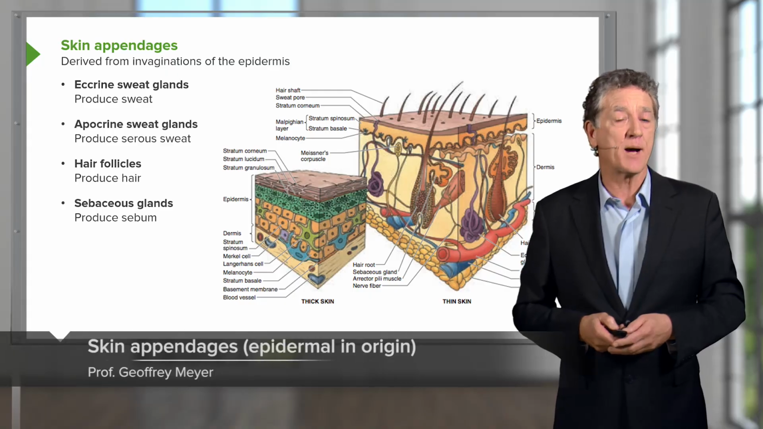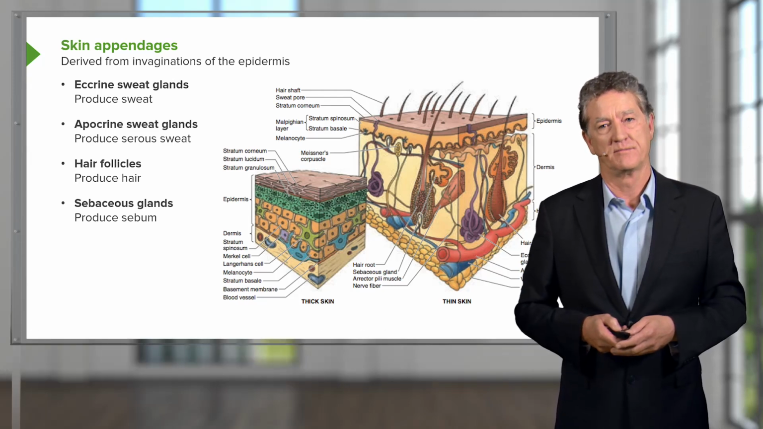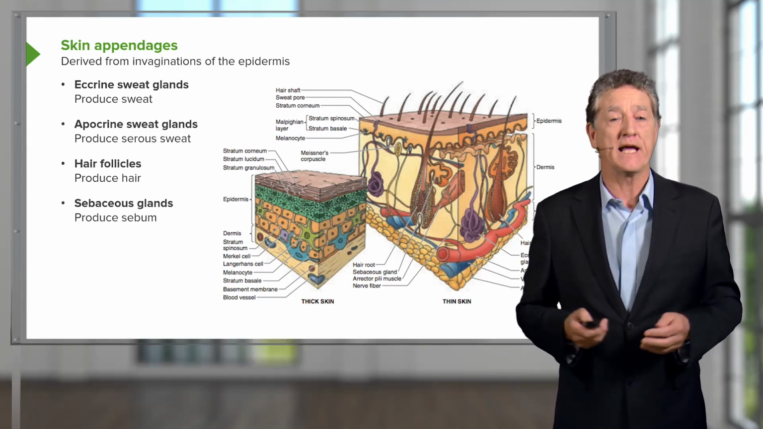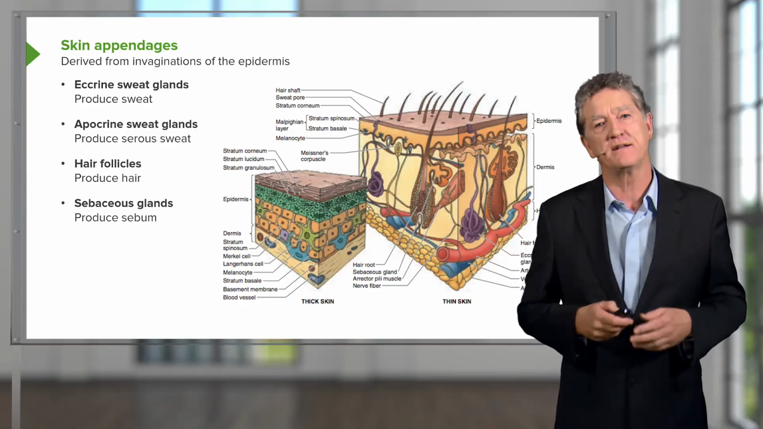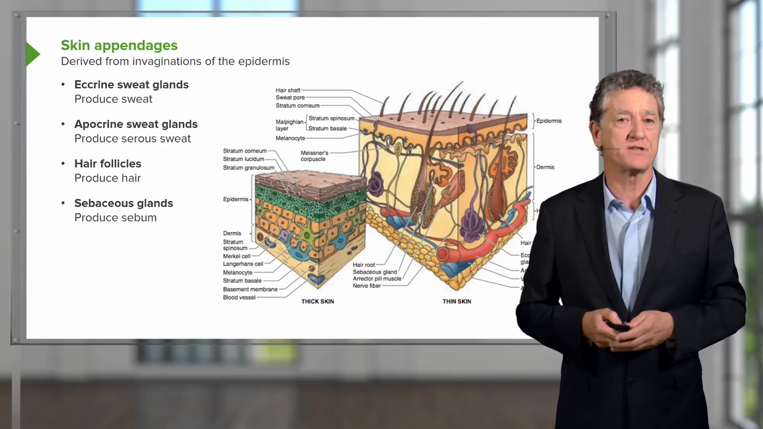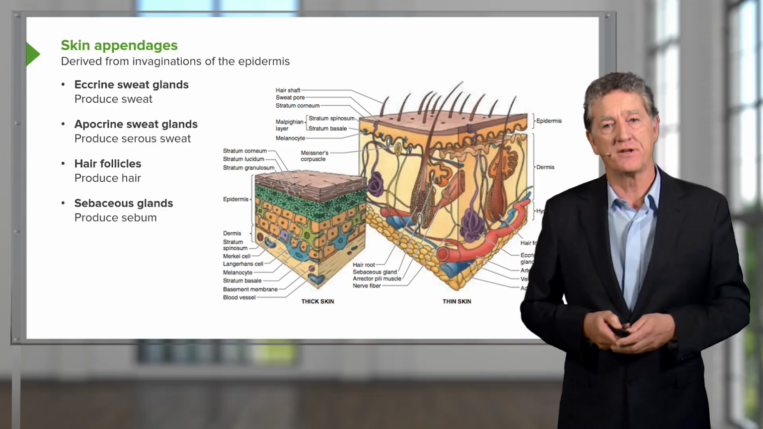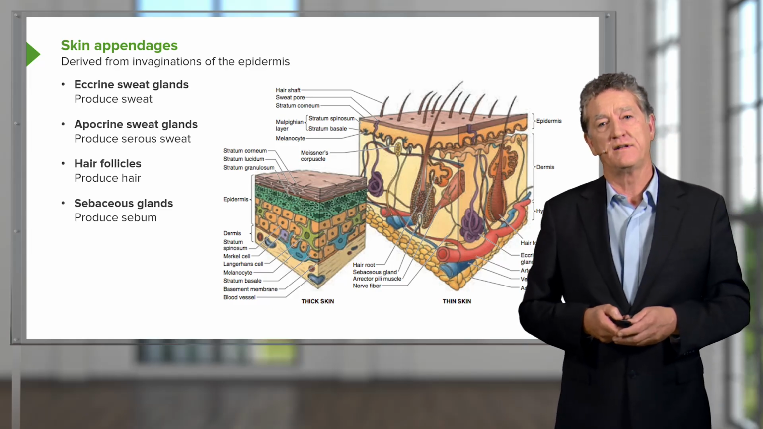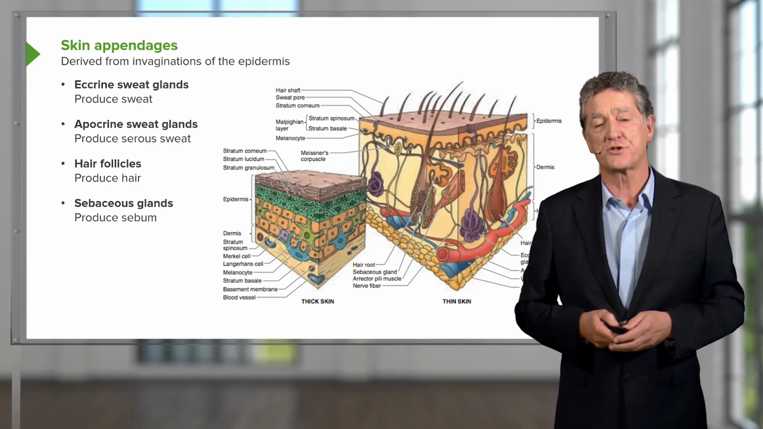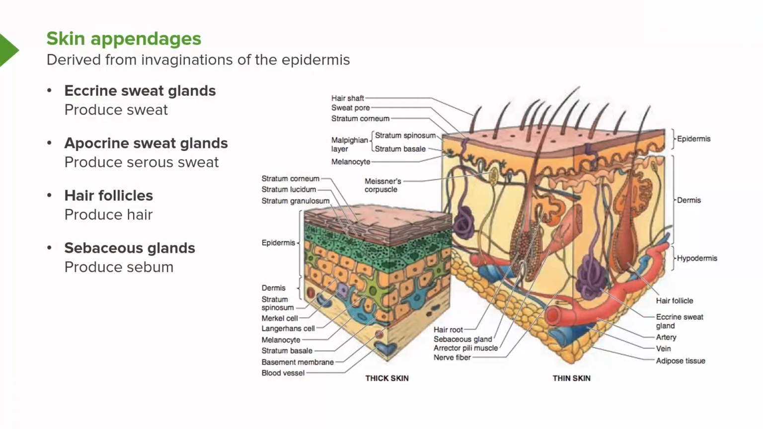Let's now look at skin appendages. Again, they're epidermal in origin. During development, the epidermis burrows down into the underlying dermis and becomes specialised into various structures. Shown here in this diagram is a picture of the three-dimensional structure of skin, and it shows you on the right-hand side diagram the epidermis and hair projecting from the surface.